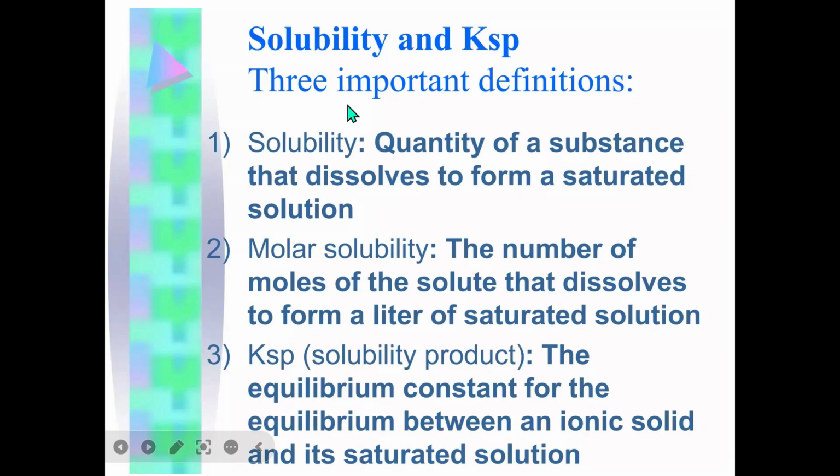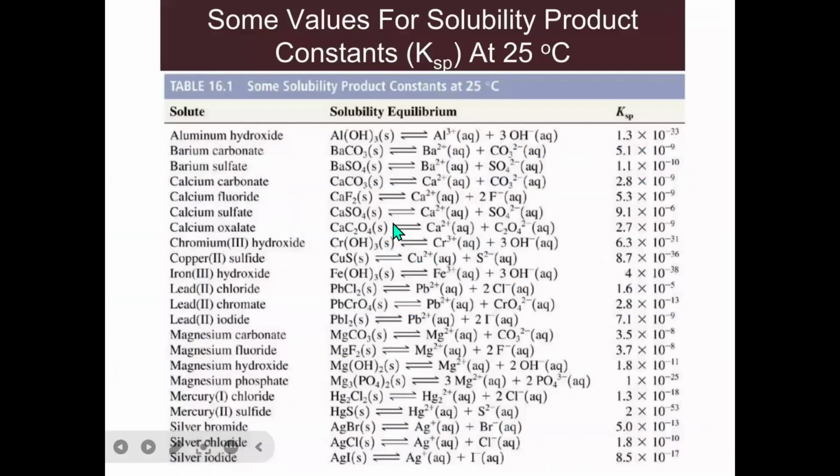So when we say solubility, it means the amount of a substance that dissolves in any solvent to form a saturated solution. For example, a salt, maybe sodium chloride, that you dissolve to form a saturated solution. That is solubility. And then the molar solubility is just the number of moles of the solid that dissolve to form a liter of saturated solution. And then we have Ksp. So these are the three important definitions in solubility and solubility product.